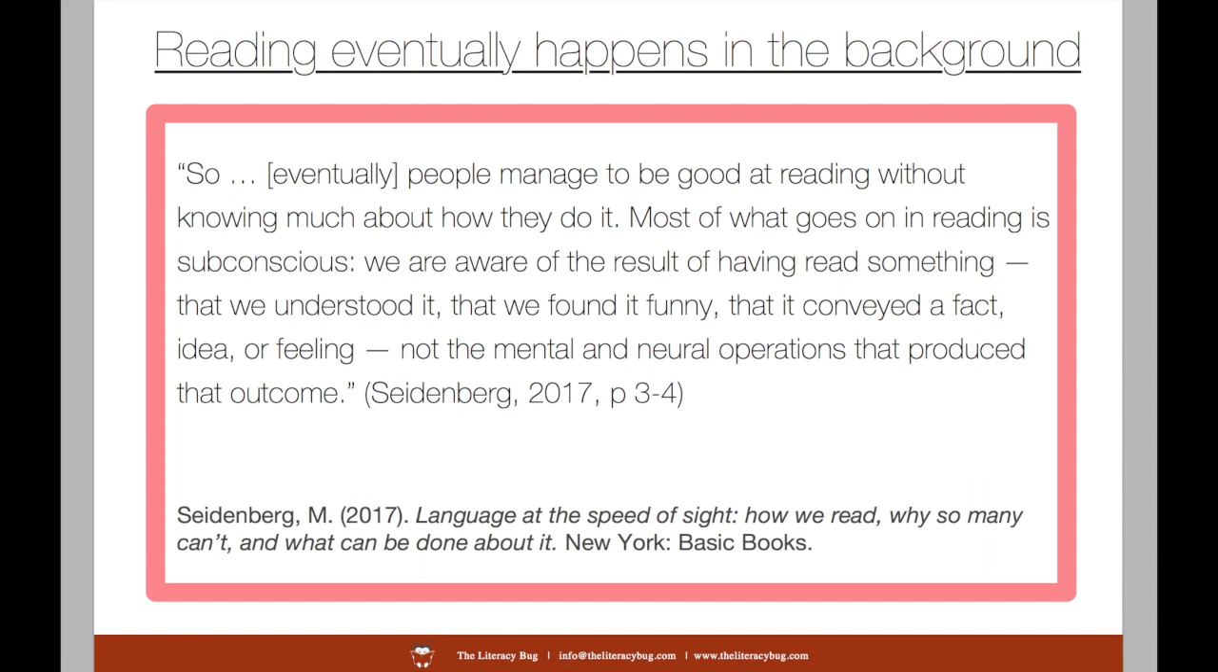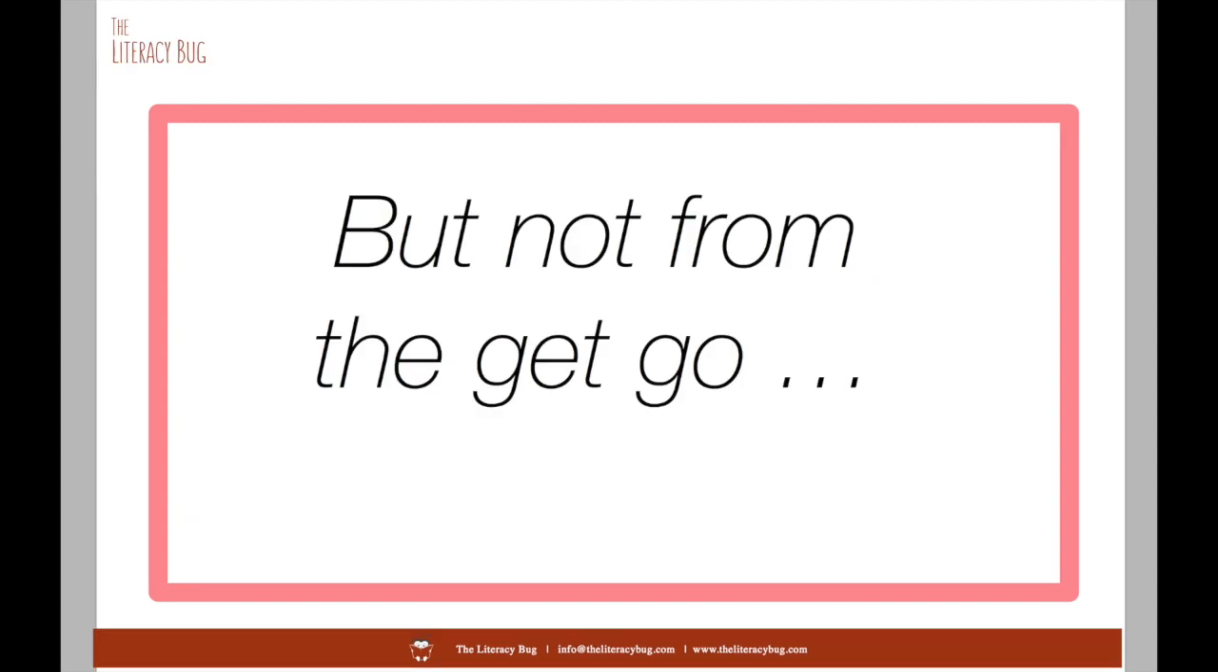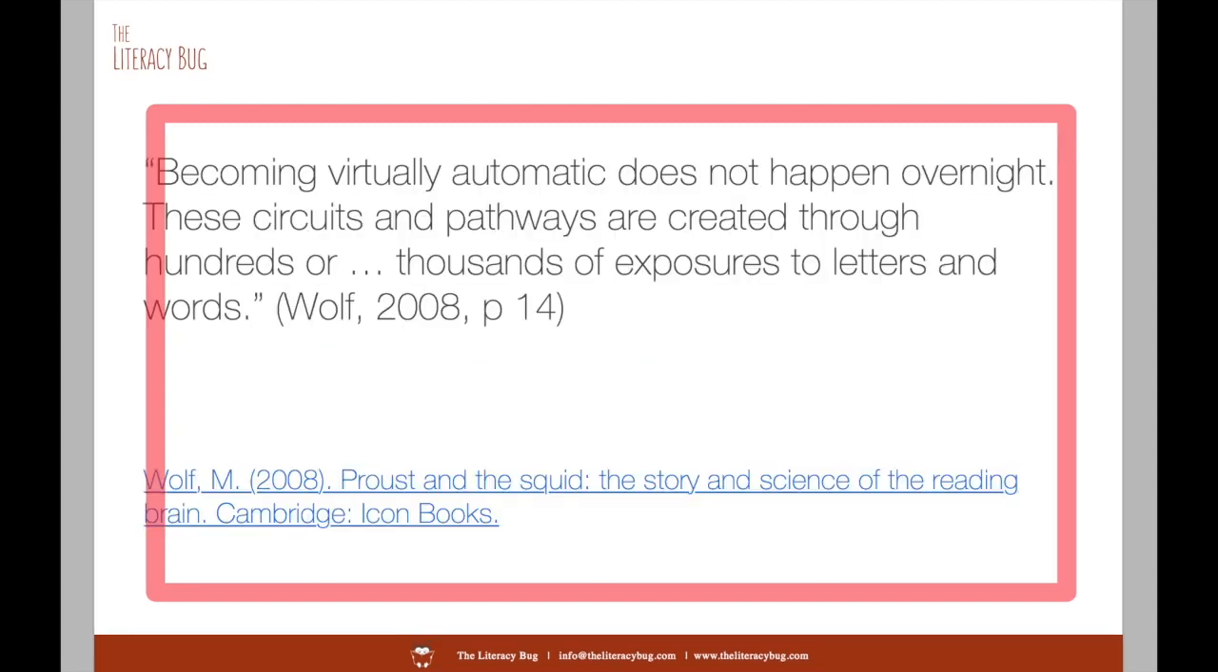We soon, with good learning, are not aware of the mental and neural operations that produce good reading. When you watch a child learning to read, you can see the mental and neural exertion that occurs, but it's in fact beneficial that we forget that ever occurred when we learned to read. So we don't become automatic from the get-go. Becoming virtually automatic does not happen overnight. The circuits of becoming a great reader are created through hundreds or even thousands of exposures to letters and print.